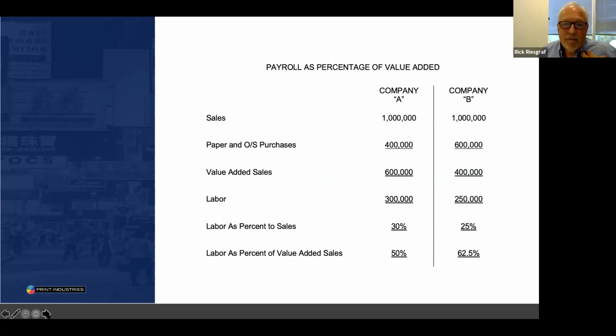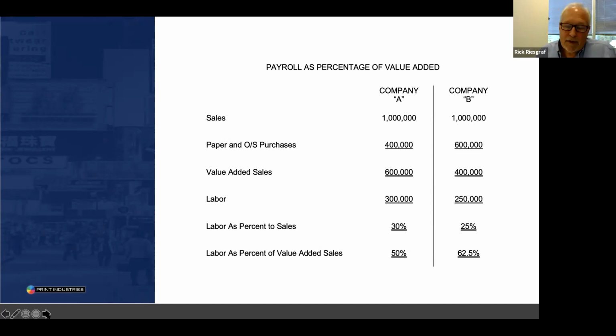Here was my example of payroll as a percent of value added sales and why I prefer to look at value added versus gross sales. I just took company A and company B. They both had monthly gross sales of $1 million, so the same gross sales figure. However, company A had paper and outside materials of 400,000 and company B had 600,000. So the amount of dollars we're bringing into the plant in this particular month is significantly different between company A and B. The value added sales for A is 600,000. For B, it's 400,000. The labor dollars company A and company B spent were 300,000 and 250,000.